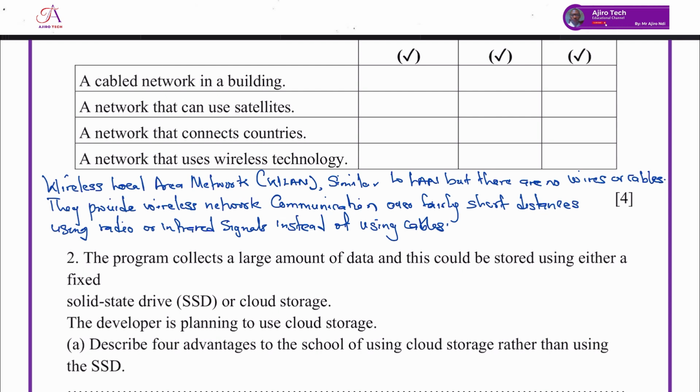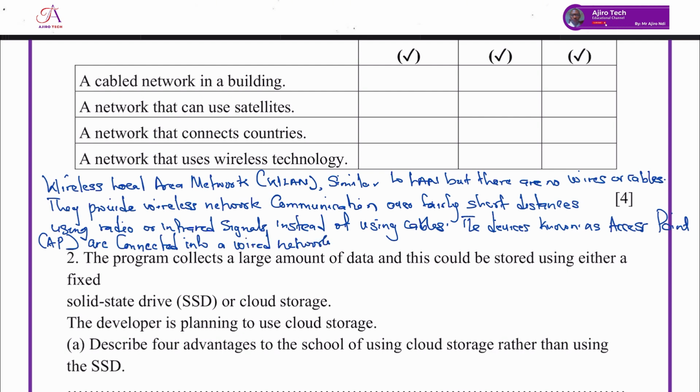So the device is known as access point, right? The device known as access point, which is seen as your AP. So your APs are connected into a wired network. The devices known as access points are connected into a fixed wire at a fixed location.